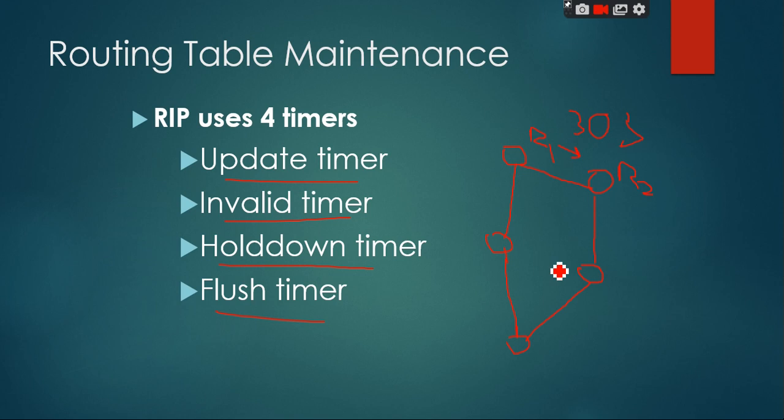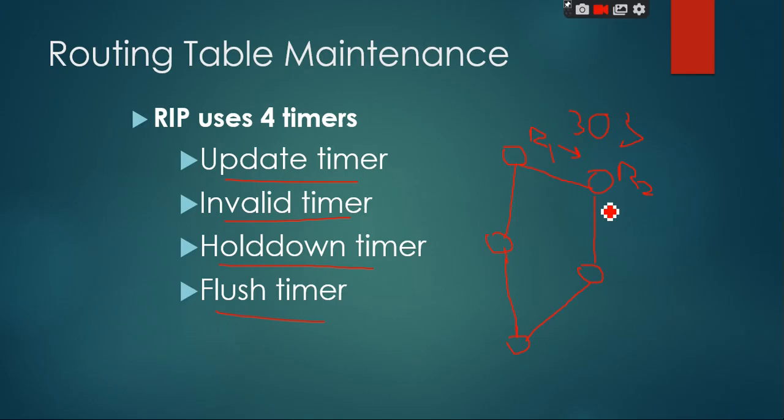Route invalid timer. Imagine that you keep receiving this information every 30 seconds. That means R2 will get this update from R1 every 30 seconds. But suddenly you're not getting that message. You're supposed to get a message, but you're not getting it. So R2 will wait another 30 seconds. Still you're not getting the message. It will wait another 30 seconds. Still you're not getting the message.